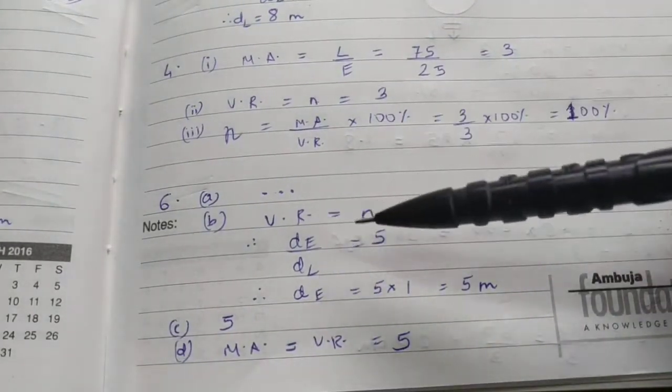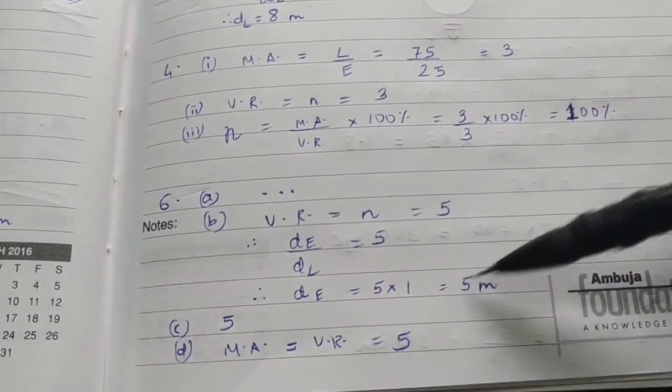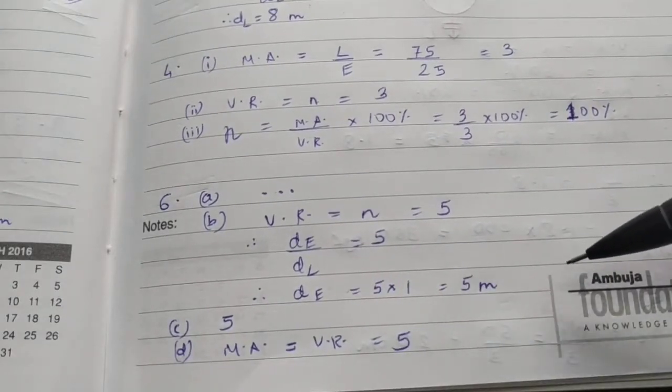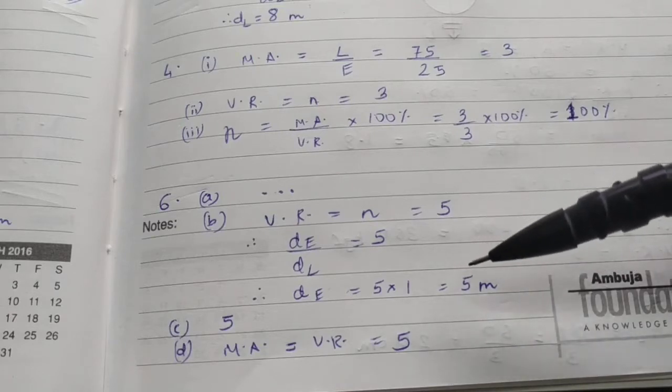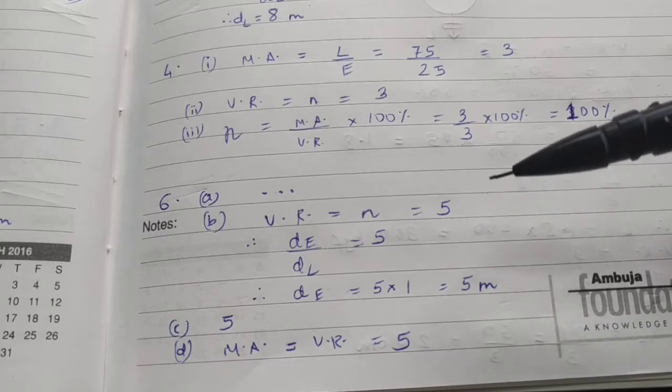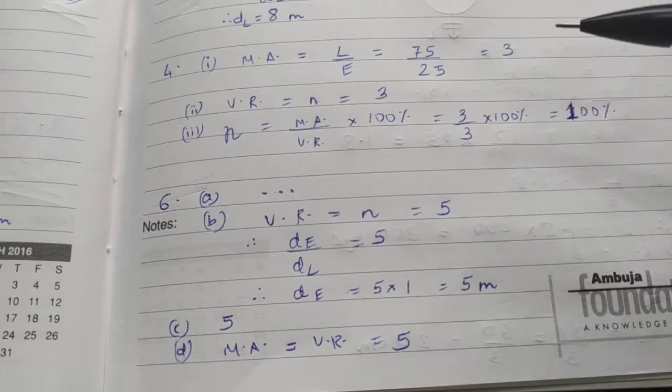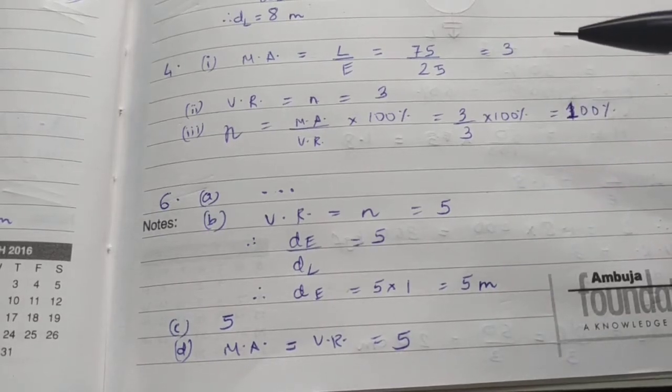So using the formula, we get displacement of effort is 5 meters. Write the final statement. That is, the distance the effort will have to move is 5 meters. In Charlie, they've asked number of strands of tackle supporting the load. Well, obviously that is equal to the number of pulleys, that is 5.